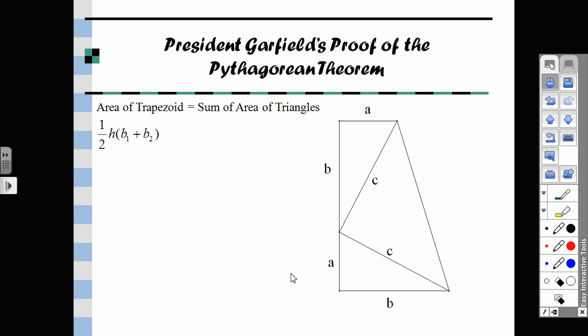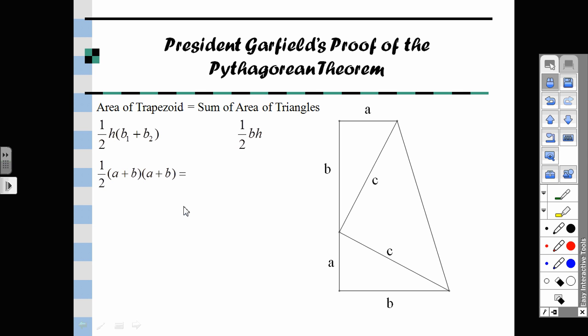So the formula for the area of a trapezoid, I know we haven't covered that yet, is 1/2 the height times base 1 plus base 2. And then we should recall that the area of a triangle is 1/2 base times height. So if we plug this into our formula, our height of our trapezoid is this entire segment, so a plus b. And then base 1 is a, and base 2 is b. So that's how I get these two binomials multiplied together. This is the height, that's base 1 plus base 2.